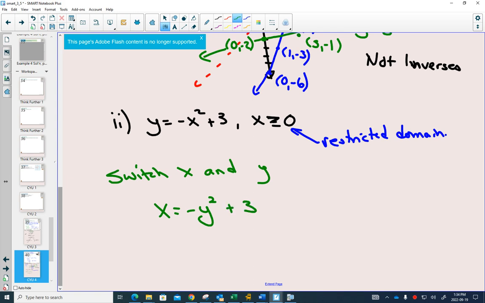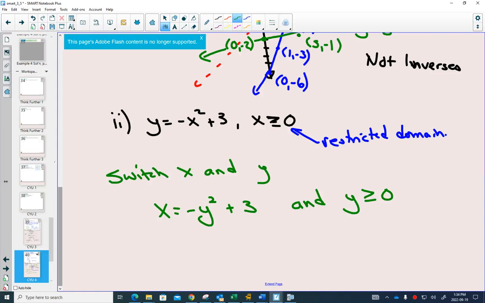And some people would say, well, if your domain is restricted and you switch x and y, you would also get that the y values have to be bigger than or equal to 0 if originally the x values had to be bigger than or equal to 0. So when we switch x and y, we switch x and y everywhere. So now we have a restricted range.